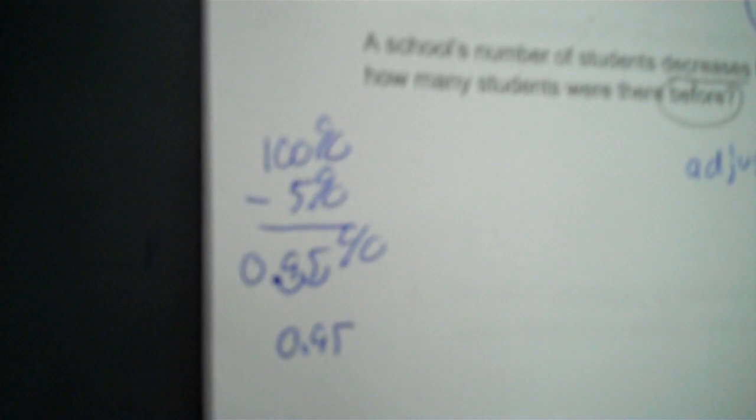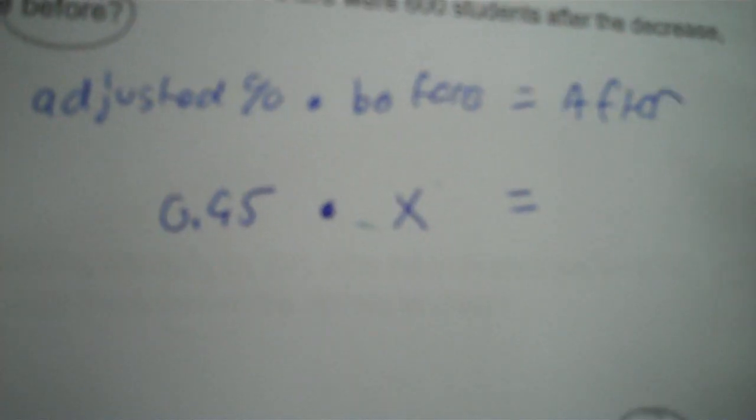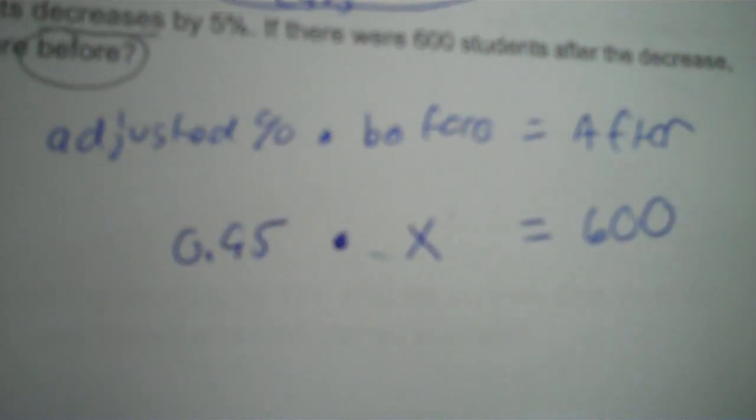So move the decimal twice again. Now, if you don't have anything before the decimal, you put a 0, so 0.95. That's always going to happen when you subtract. So 0.95 is my adjusted percent. And then after, I have 600 students. So 0.95 times x equals 600.